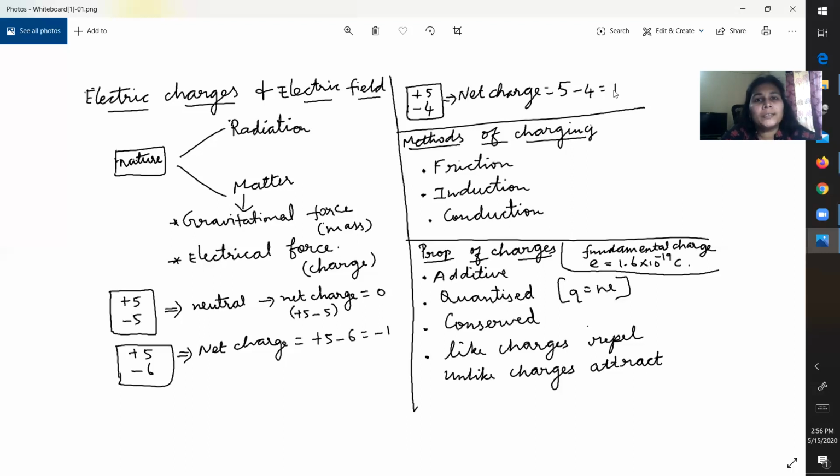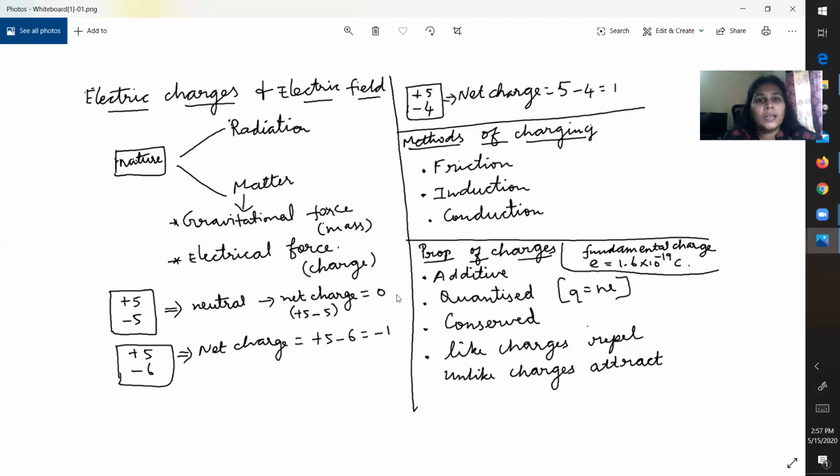Next, what are the properties of these charges? So number 1, charges are additive. Suppose I have a collection of charges in a body and I ask you what is the net charge, as we did in this case, we just have to add the charges along with their sign. That is here plus 5 minus 5. I should not say 5 and 5, so it is 10. It is wrong. When I say charges are additive, I just have to add them along with the sign. That is plus 5 minus 5. So the charge is 0, right? So the first property is charges are additive.